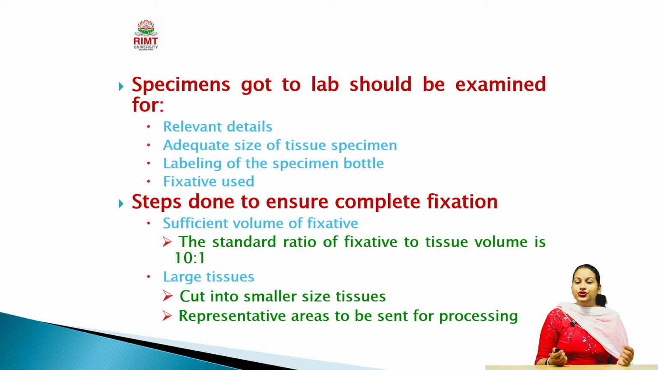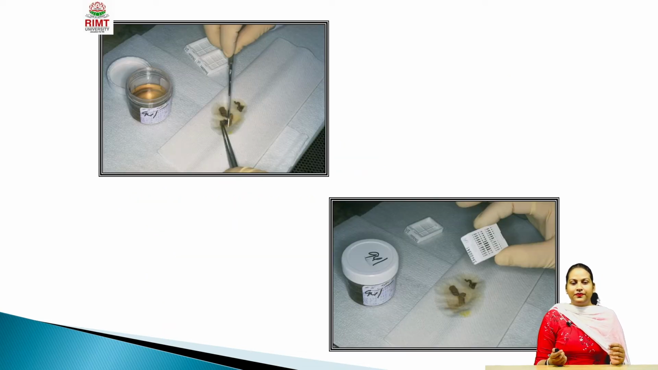Steps done to ensure complete fixation are a sufficient volume of the fixative, and cutting larger tissue. Sufficient volume means 10:1. You take the tissue sample in a 10:1 ratio with the fixative, and for large tissue, cut it into smaller pieces and then select representative areas to send for processing.